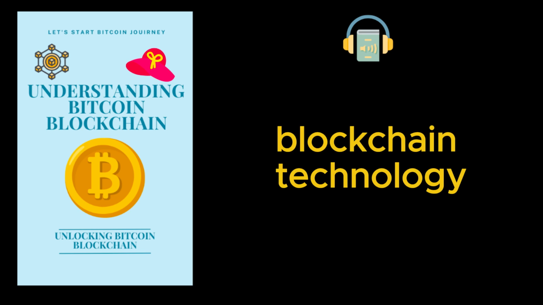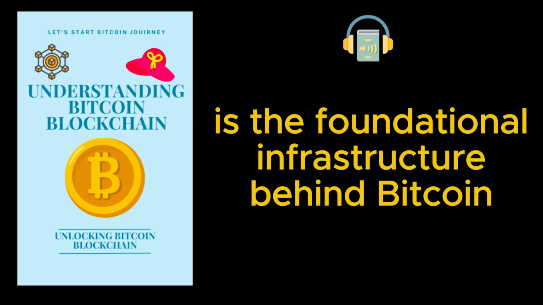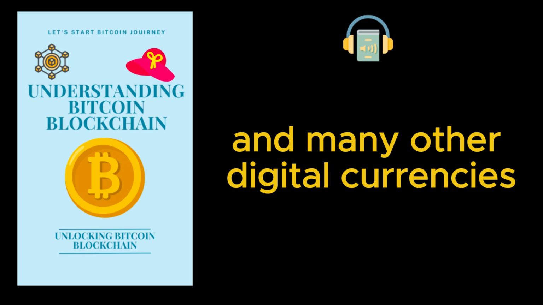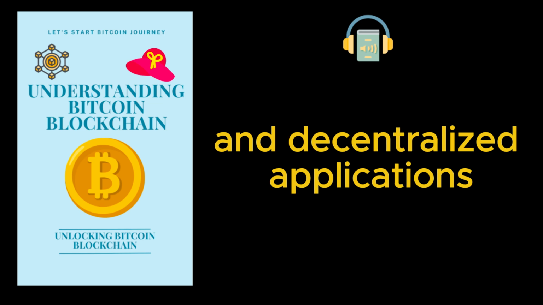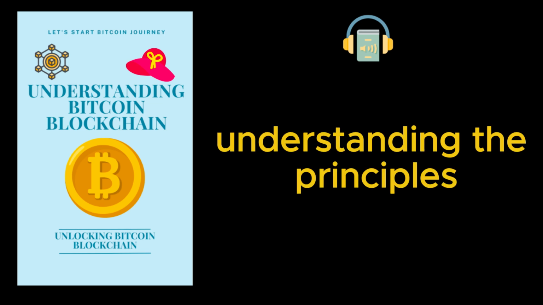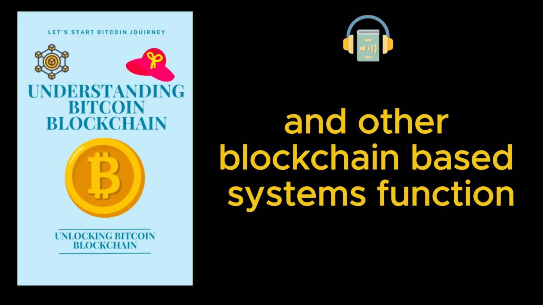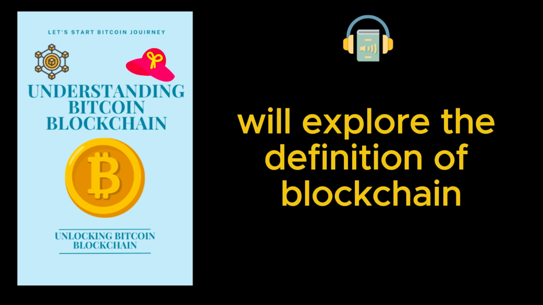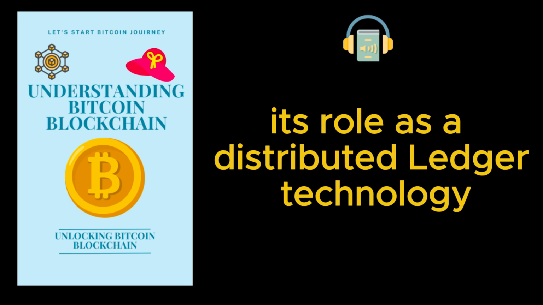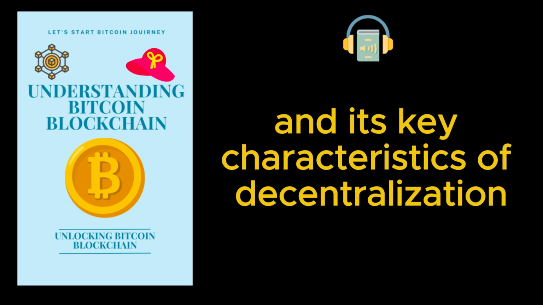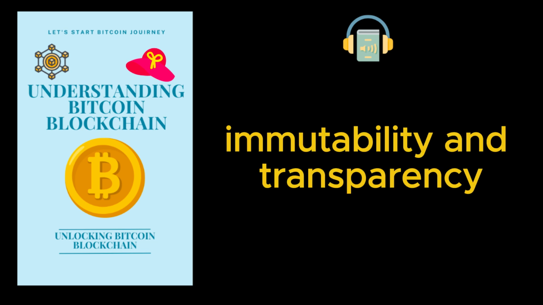Blockchain technology is the foundational infrastructure behind Bitcoin and many other digital currencies and decentralized applications. Understanding the principles and mechanics of blockchain is essential to grasp how Bitcoin and other blockchain-based systems function. In this chapter, we'll explore the definition of blockchain, its role as a distributed ledger technology, and its key characteristics of decentralization, immutability, and transparency.